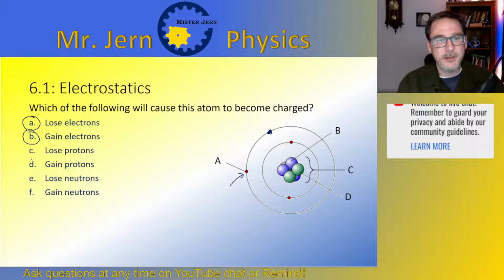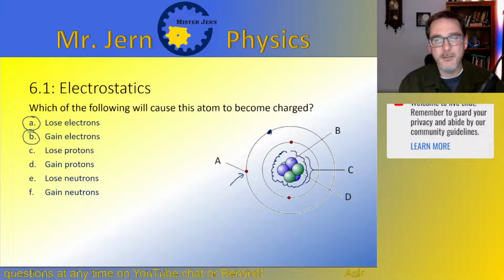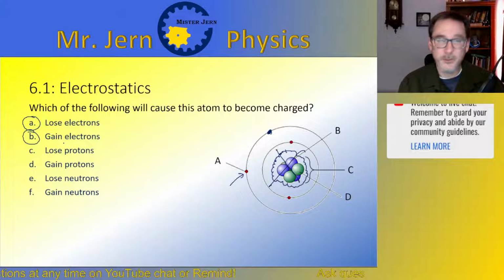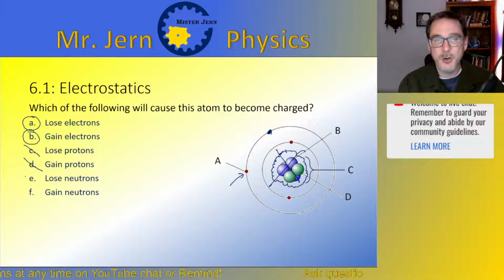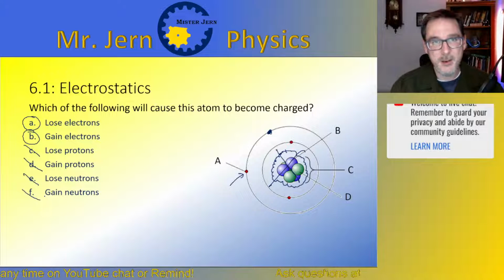Letter C, lose protons. Okay, wait a minute. Protons are in the middle in this little area right here, right? Remember that these things cannot move. They're stuck. That goes for the neutrons too. So no, no, no, no. None of those things can leave. Those are stuck in the nucleus.